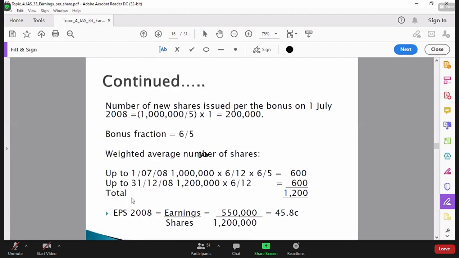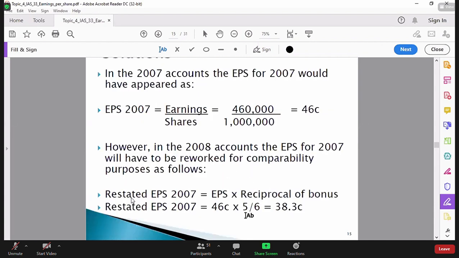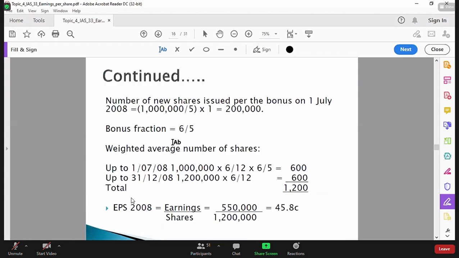If you look here, the number of new shares issued per the bonus on 1st July is 200,000. That I have already explained. Now for 2008, the bonus fraction is different from 2007. Just now it was 5 existing shares, and now it becomes 6, because you get one bonus share. So now the number of shares becomes 6 from the existing 5.